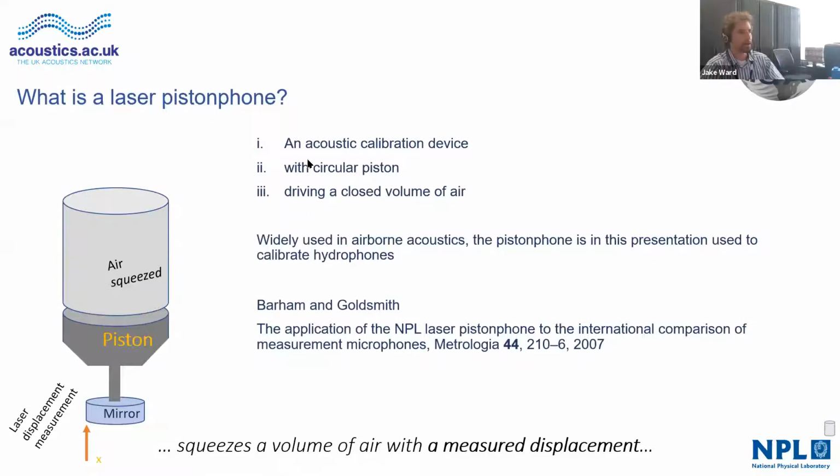So what is a laser piston phone? It's an acoustic calibration device with a circular piston driving a closed volume of air, and it's widely used in airborne acoustics to calibrate microphones, but here we're using it to calibrate hydrophones. And a key difference there: microphones can't typically tolerate hydrostatic pressure. They're also typically more sensitive than a hydrophone, unless you put an amplifier inside the hydrophone. And NPL's been working on this. There's a paper in Metrologia, 2007.